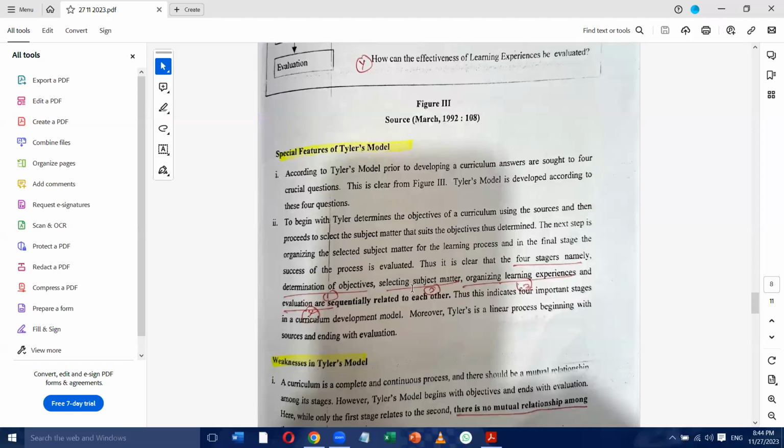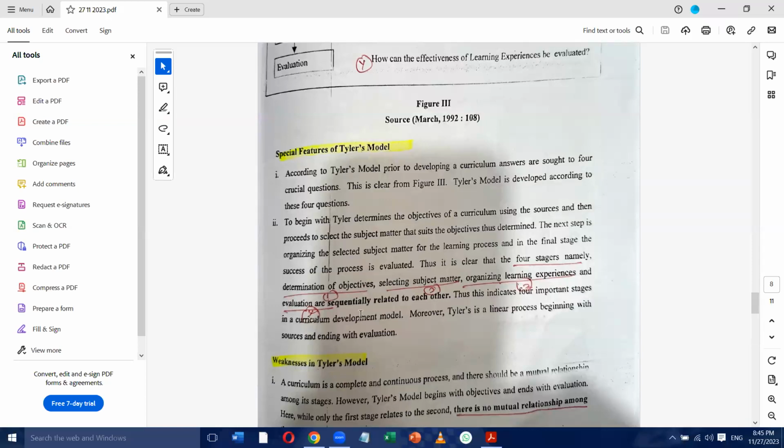Though it is a linear model, we have to reorganize it in a bilateral way, using your own experience when you write an objective in a lesson, when you select the subject matter, when you organize your learning. Organizing learning experiences means how you deliver the lesson, that is, the steps of delivering the lesson, from the basic to the complex, simple to hard, from the known to the unknown. And then finally the evaluation.